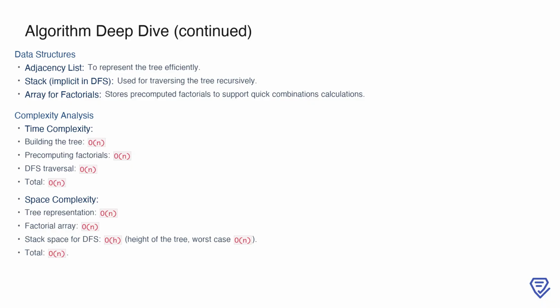When analyzing the complexity, the algorithm is highly efficient. The time complexity is O(n), which comes from building the tree, pre-computing factorials, and performing the DFS traversal. The space complexity is also O(n), accounting for the tree representation, factorial array, and stack space used during recursion. This ensures that the solution is scalable for large inputs.